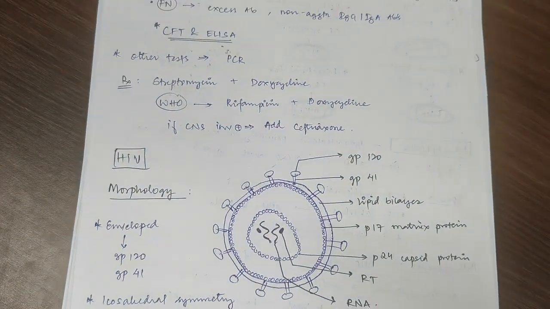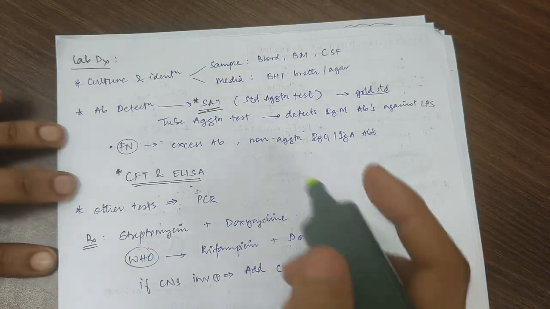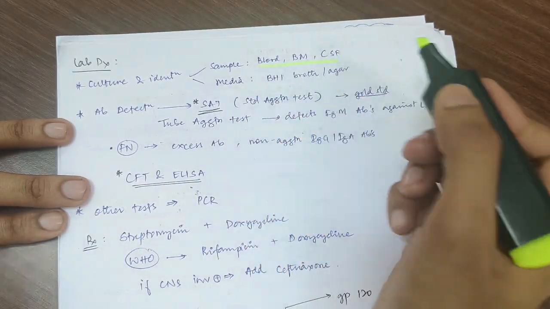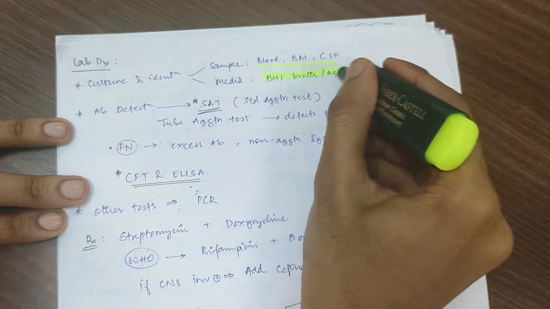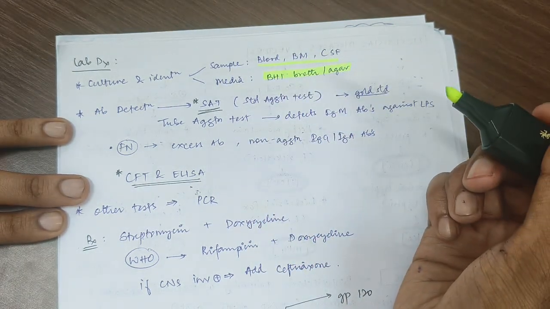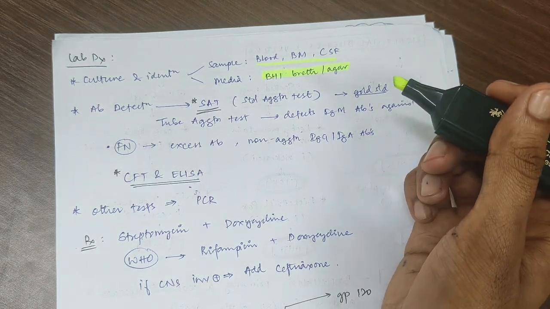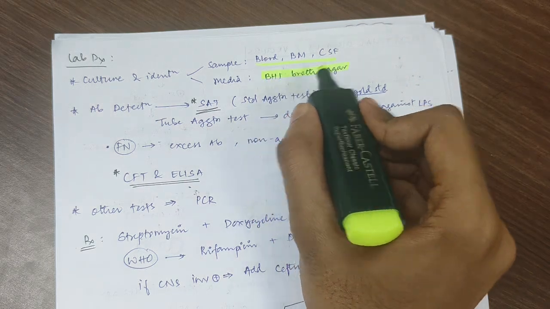Coming to the lab diagnosis, it is culture and identification. It uses samples such as blood, bone marrow, and CSF, and the media used is BHI broth or agar. Since Brucella needs special culture media, as I mentioned in general, that is BHI: brain heart infusion broth or agar.